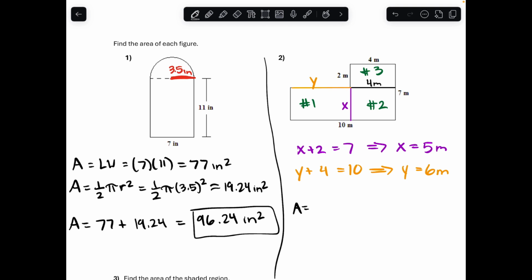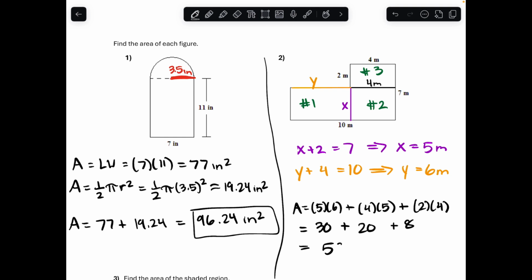So the area of box 1 is going to be 5 times 6. And then we'll add the area of box 2, which is going to be 4 times 5. And then we'll add the area of box 3, which is going to be 2 times 4. Simplifying this out, we're going to get 30 plus 20 and then plus 8, which comes to a grand total of 58 meters squared.